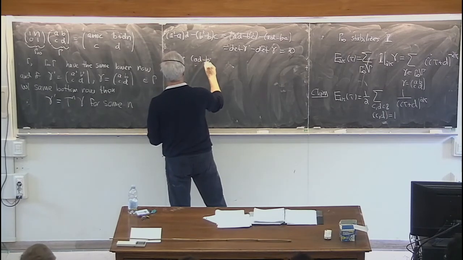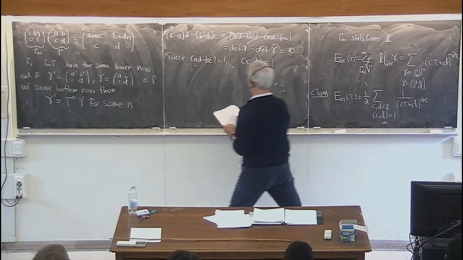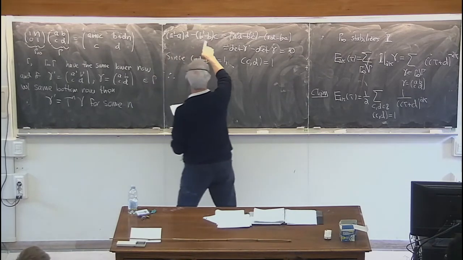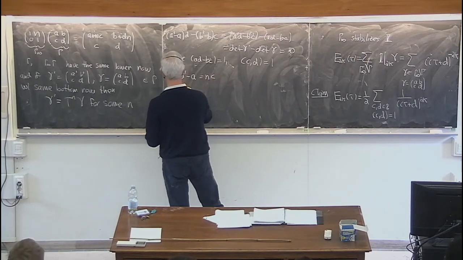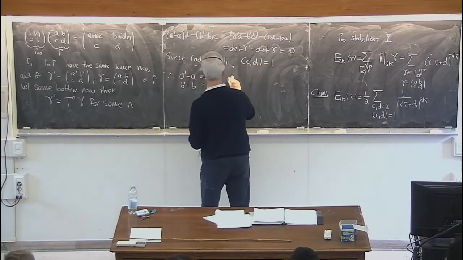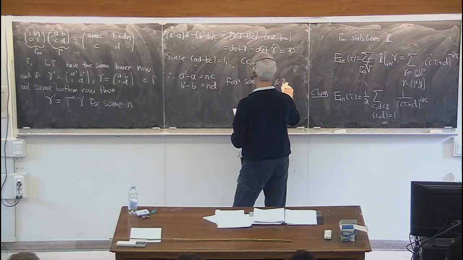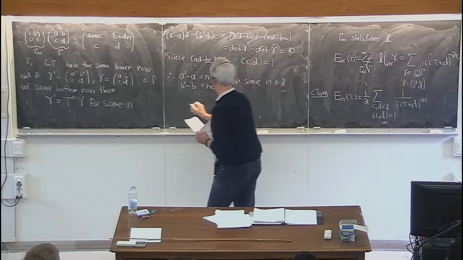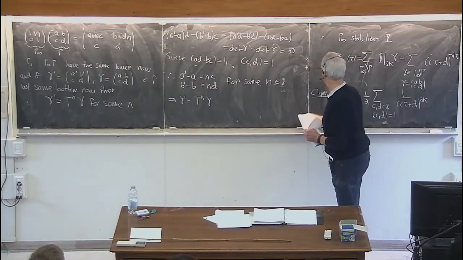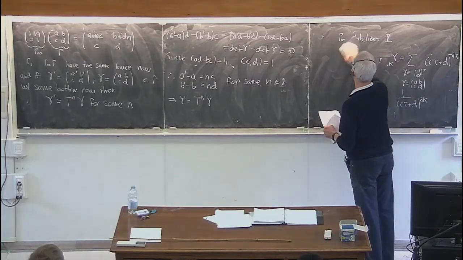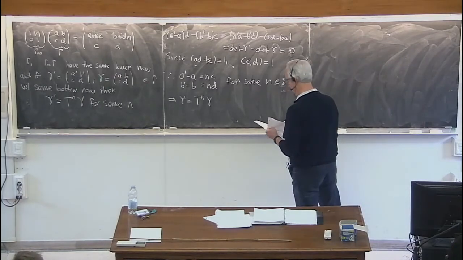But since AD minus BC is equal to 1, C and D have to be relatively prime, or else that couldn't be true. And therefore, since C and D are relatively prime, and this combination of D and C gives me 0, it must be that A prime minus A and B prime minus B are equal to ND and NC for some integer N. And that's exactly the statement that gamma prime is equal to T to the N gamma. So in other words, they have the same bottom row if and only if they are equal up to an action of gamma infinity. That basically is what we needed to show.